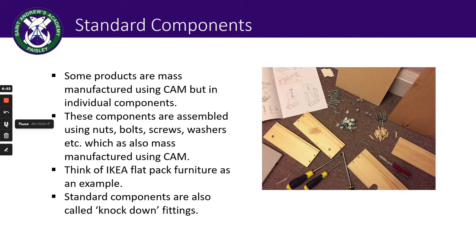Looking at now standard components, also called sometimes knockdown fittings. Some products can be mass manufactured as a whole, for example the bottled water that we looked at, but other products are mass manufactured as individual parts, and these individual parts are then assembled using standard components. And so by standard components I mean nuts, bolts, screws, and these themselves are then also again mass manufactured. So the best example I can think to give you of this is like IKEA flat pack furniture.